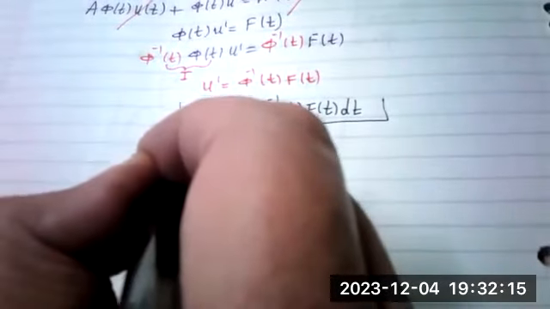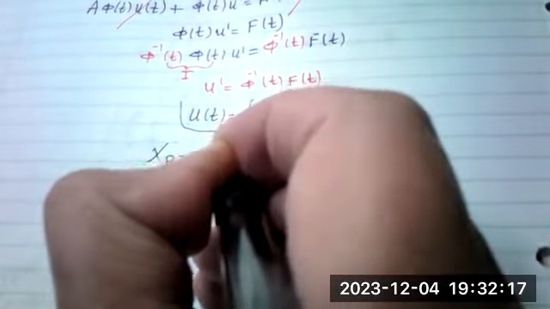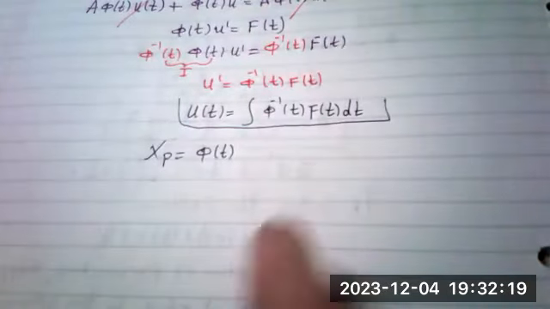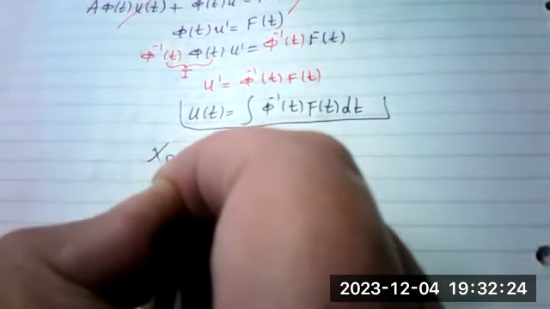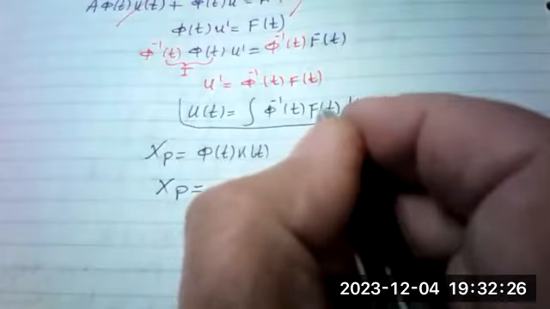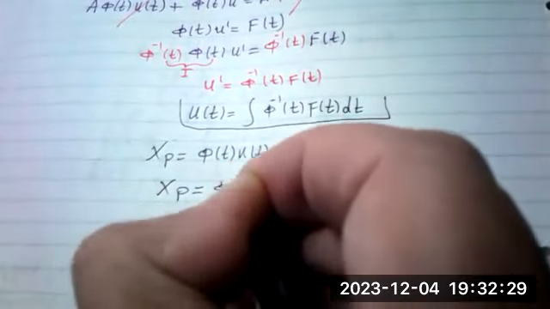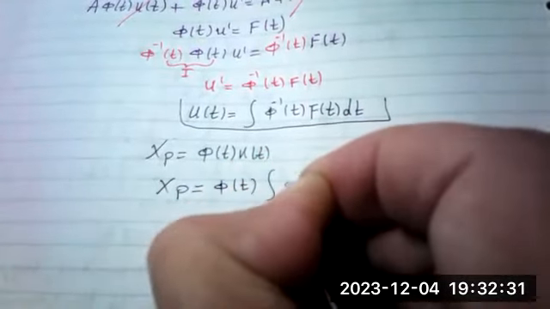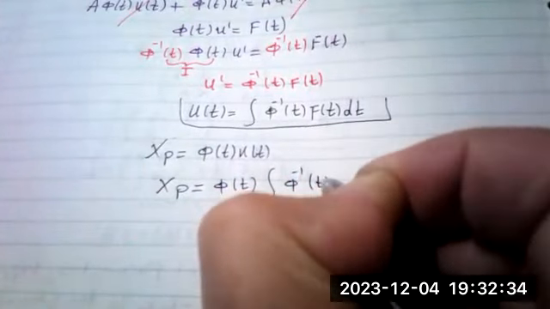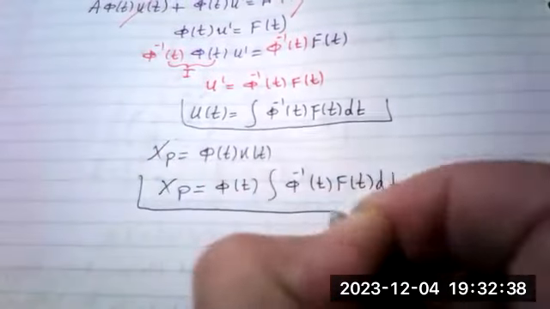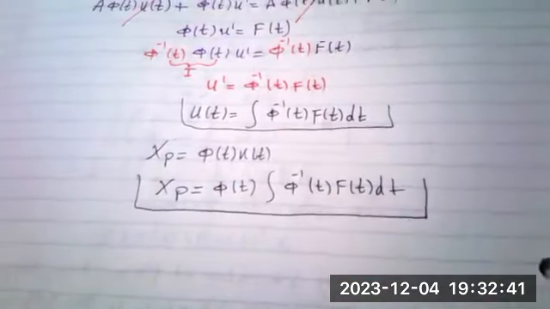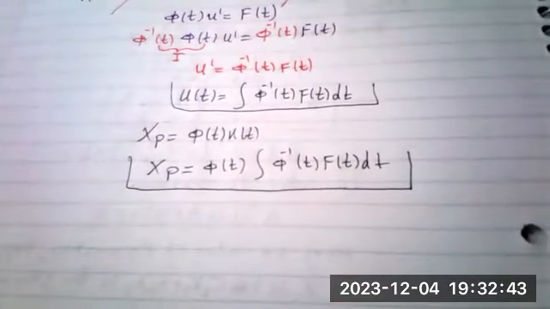The suggestion for xp was, we did have the phi of t, remember? We changed that constant into the u of t. So what's going to be xp? Substitute. You get phi of t times the integral of phi inverse of t, f of t, dt. That is going to be the particular solution of the non-homogeneous system of equations. Very nice one. You see, it's very easy to find.